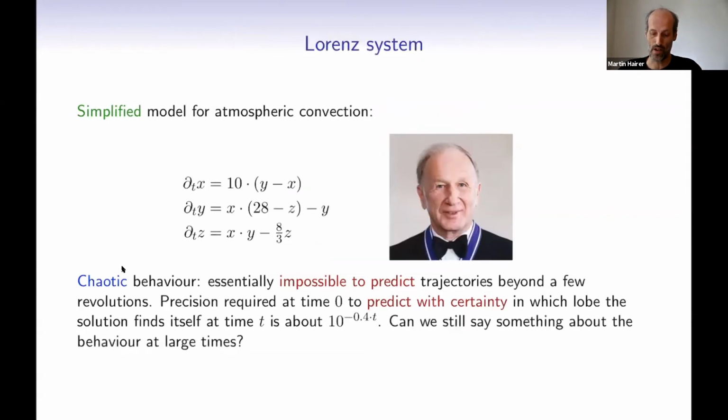And so the question is, can we still say something about the behavior at large times? We can certainly not predict the behavior for sure. Even if I give you the initial data, it will always have some error, and so it's going to be completely impossible to predict around which lobe the solution will find itself after, say, time 100.